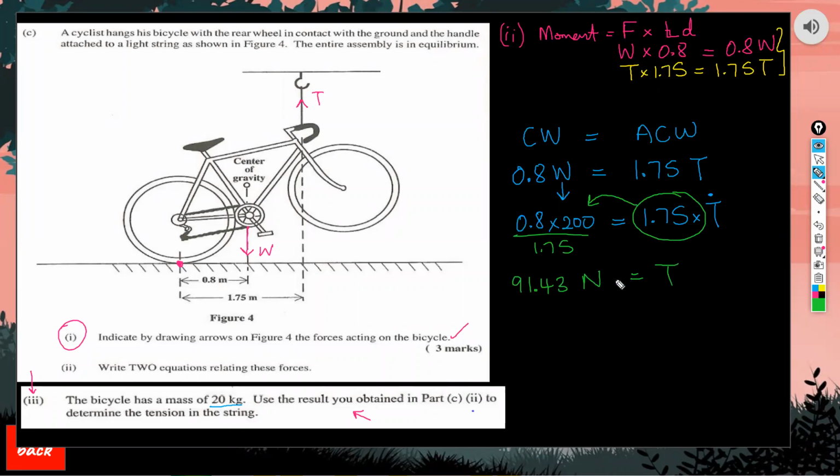Tension is a force. All right, so how much of you were overthinking this question? Because when it comes to moments questions, this was one of the easier ones out there. There were only 2 moments. Sometimes they give you 3 moments and sometimes 4 moments, right? So it was just clockwise equal to anti-clockwise.